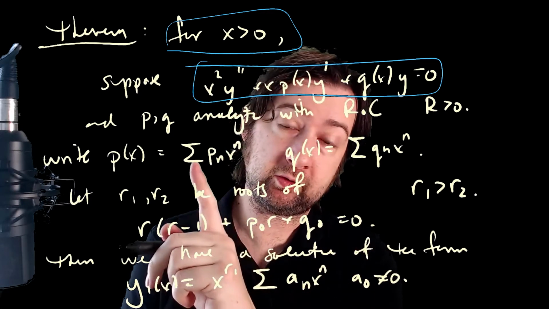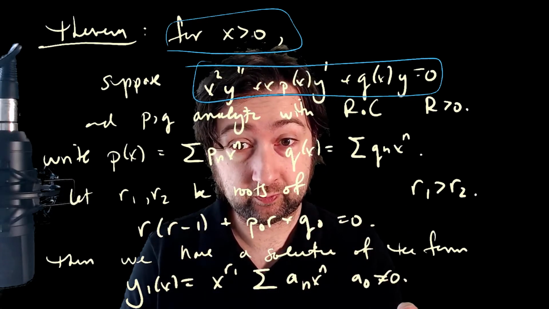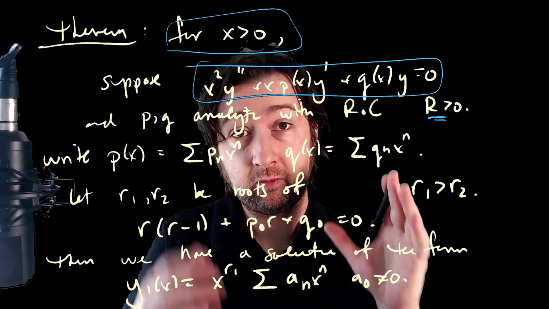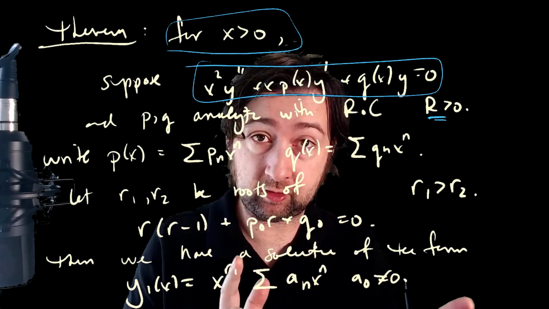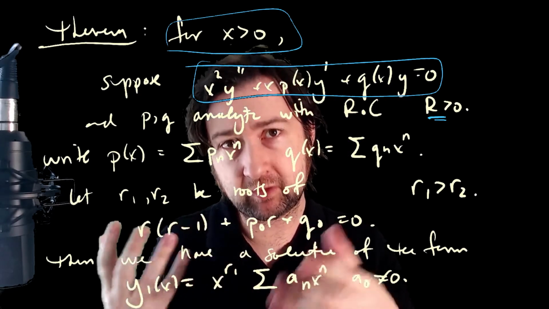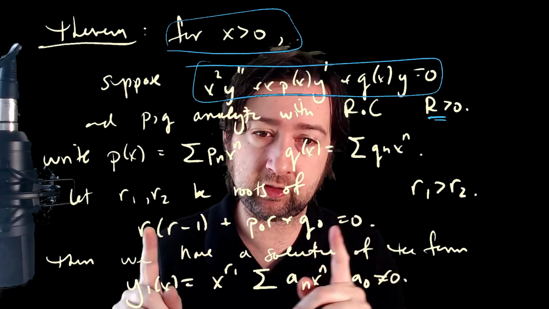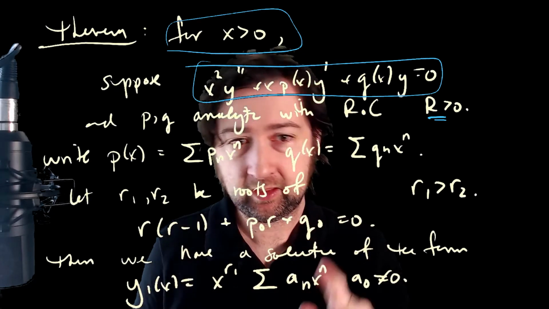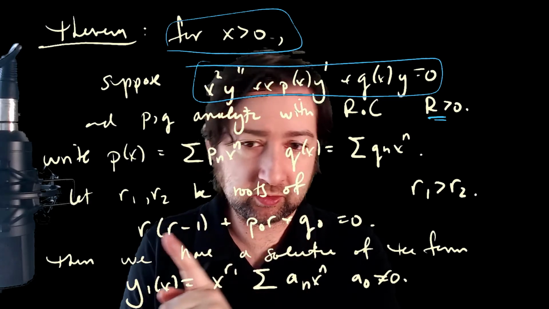Then we're going to assume that p and q are analytic because we know that we need a regular singular point. So p and q are analytic with a positive radius of convergence, r greater than 0. We're going to need to write p and q as power series because we need the p naught and the q naught. We can think about that as the same as p of 0 and q of 0. But the point is I need those constants because I'm going to use them in this equation. Okay, so I write p and q as series, and I'm going to let r1 and r2 be roots of the indicial equation, which is right here.